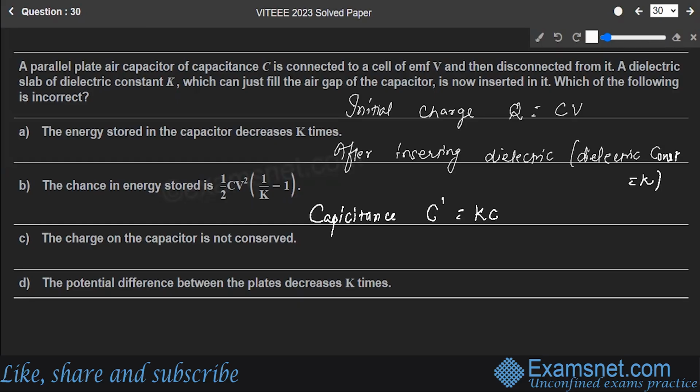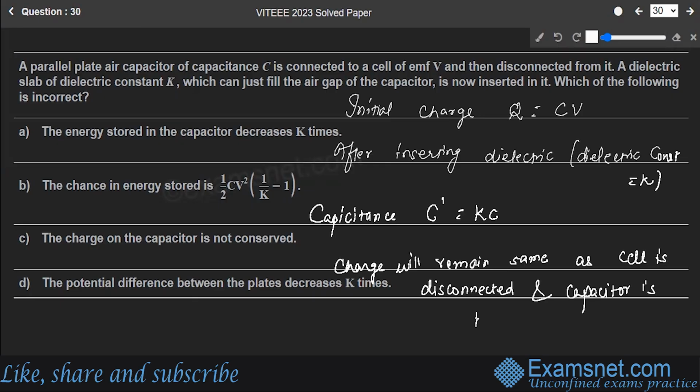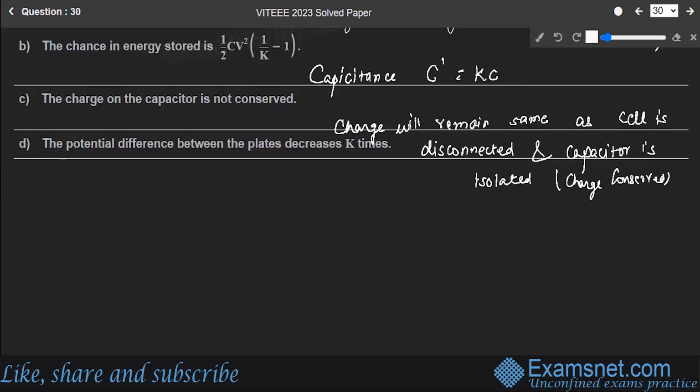Now, charge will remain the same as the cell is disconnected and the capacitor is isolated. That means the charge is conserved, right? So the new capacitance we talked about is equal to K times the initial capacitance.